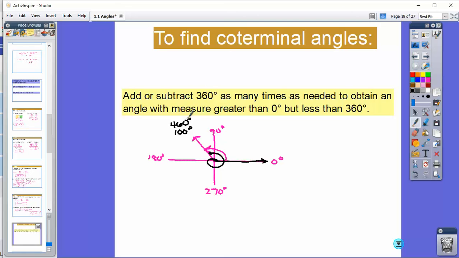Okay? Another one might be if I started here, but I went this way. If I go this direction, what kind of angle is that? A negative. This one actually would travel a negative 260 degrees. So to get a coterminal angle, we are going to prefer our angles to be something between 0 and 360. So all we're going to do is add or subtract 360 to get to that point.